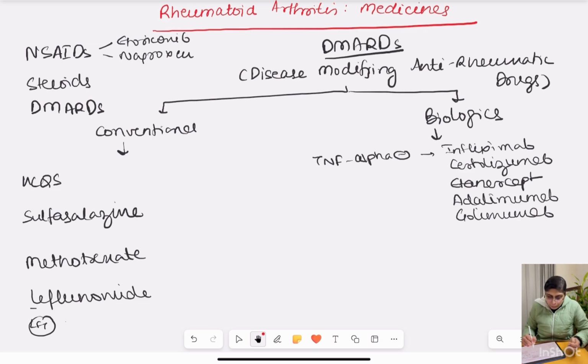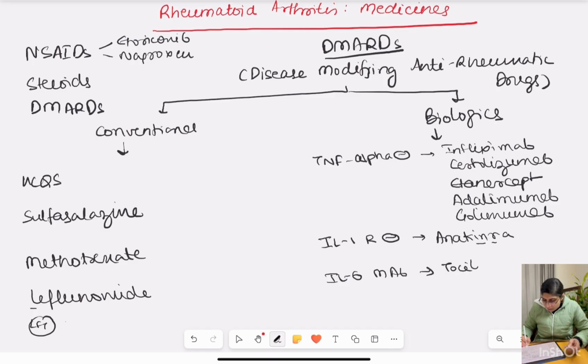Then we have IL-1. IL-1 is one molecule, IL-6 is another molecule involved in rheumatoid arthritis. So the IL-1 receptor antagonist is anakinra, a receptor inhibitor. Then we have monoclonal antibodies against IL-6, interleukin 6. So we have tocilizumab, and we have something new, that is sarilumab.